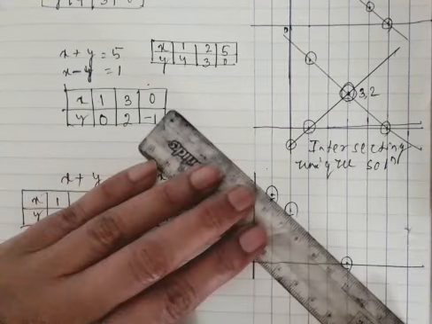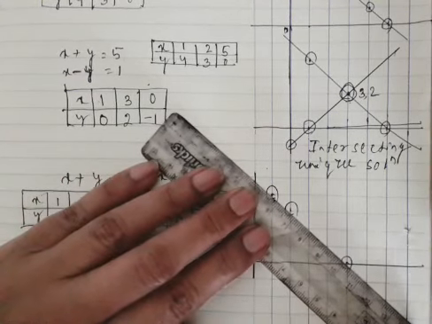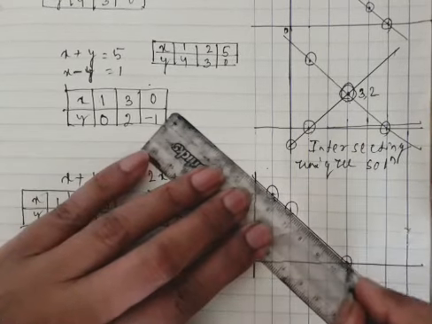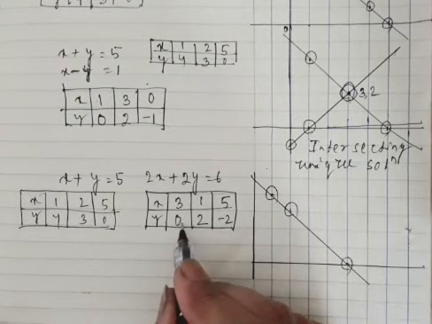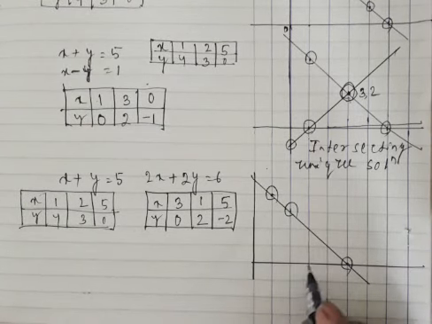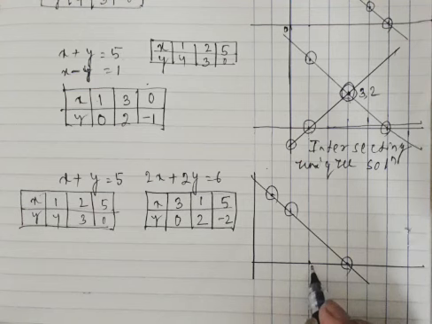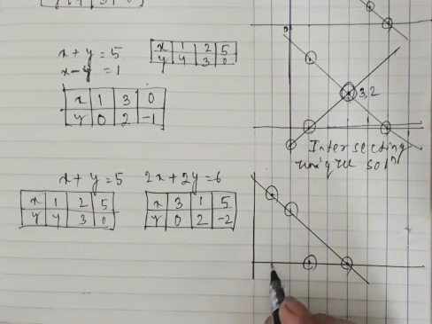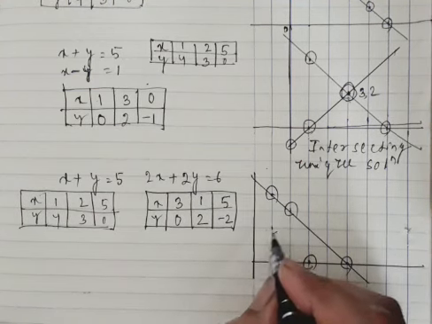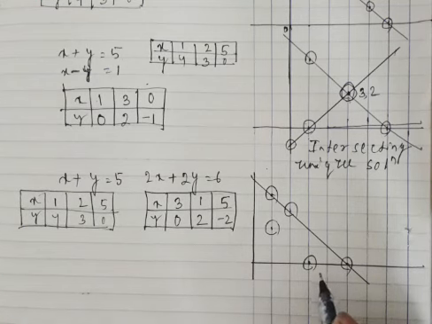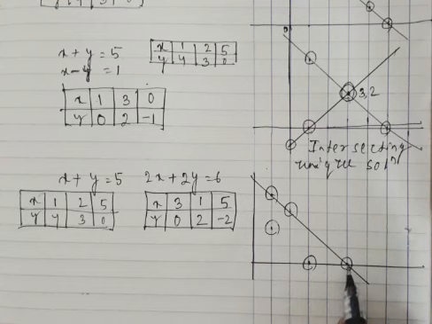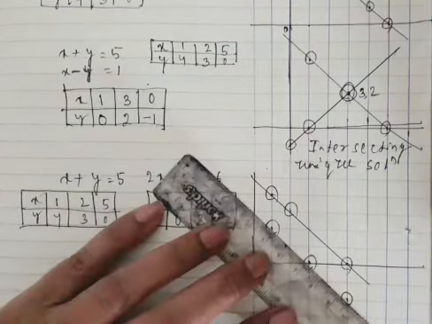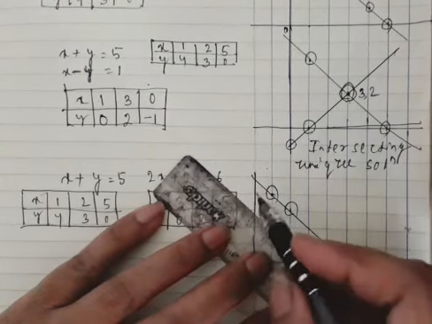The first line is the graph of the first equation, then the second line, that is the graph of the second equation: 3, 0; 1, 2; 5, -2. Now let us join the 3 points to draw the second graph.